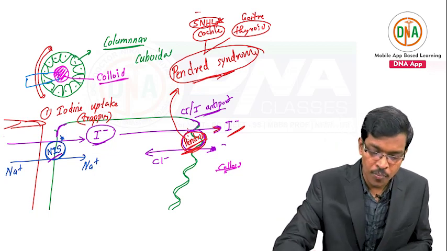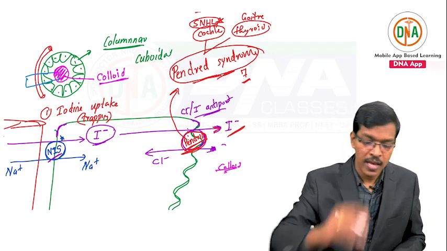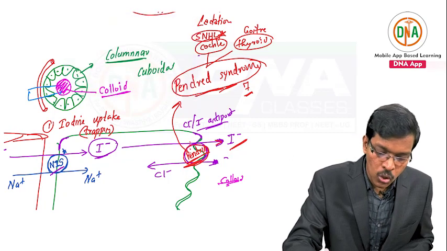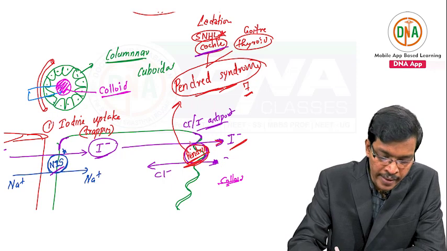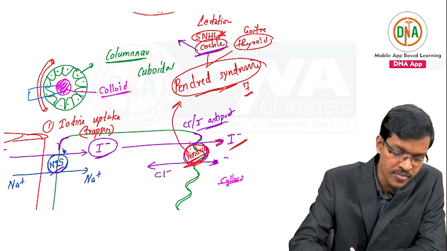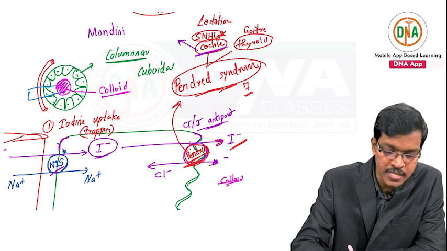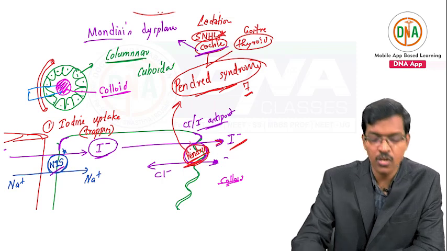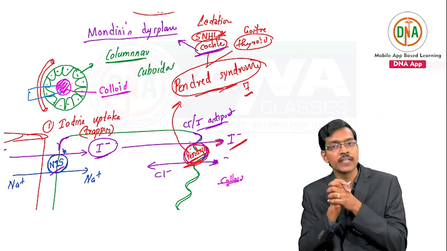In Pendred syndrome, the gene is present on chromosome number 7. And your ENT teacher will teach you that in the cochlea, in Pendred syndrome, if you do an imaging, you will get a classical manifestation known as Mondini's dysplasia. Mondini's dysplasia is one of the imaging findings. If you take a CT of the inner ear, you will see what is known as Mondini's dysplasia.